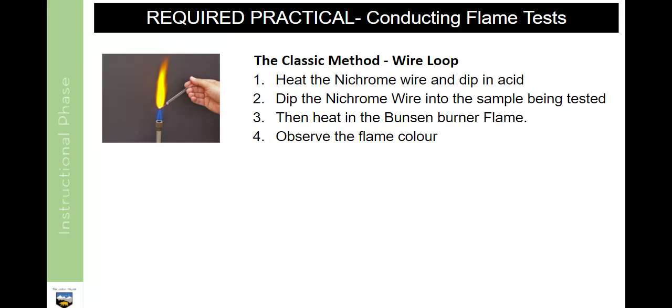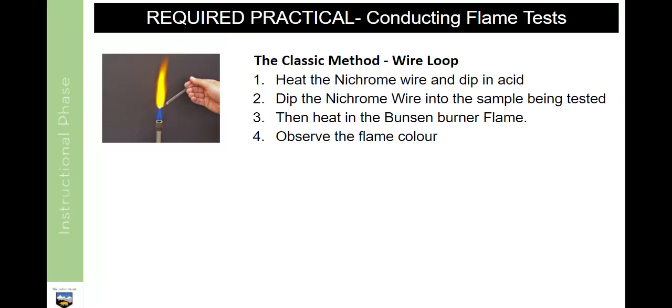And you dip it in acid to get rid of any contaminants. So if the loop is contaminated, it needs to be cleaned. And we clean it by holding it in the flame, checking for any colour change. If there is a colour change, we know that it's contaminated. We can dip it in acid to get rid of the contaminants. Now, once we've cleaned our wire loop, we can dip it in the sample of compound being tested.